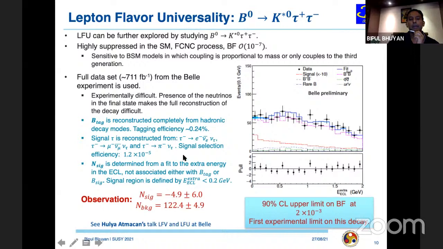And we look for the signal in this case by fitting the extra energy in the ECL, which is the calorimeter, but that is not associated with either the tag side reconstruction or the signal side reconstruction.